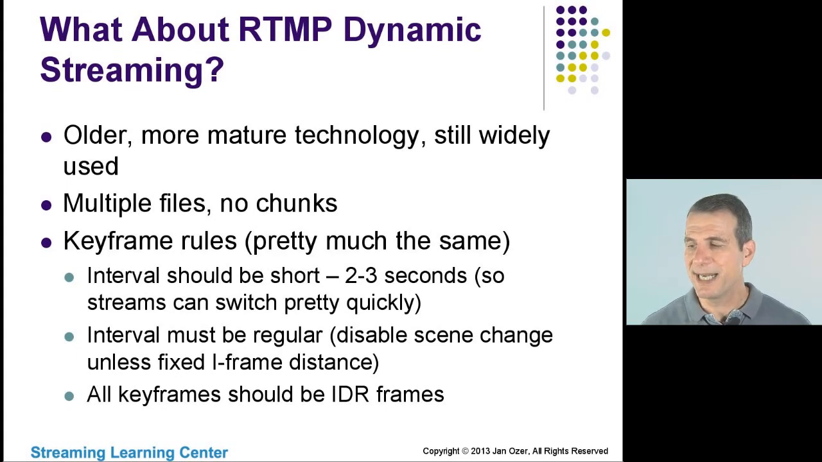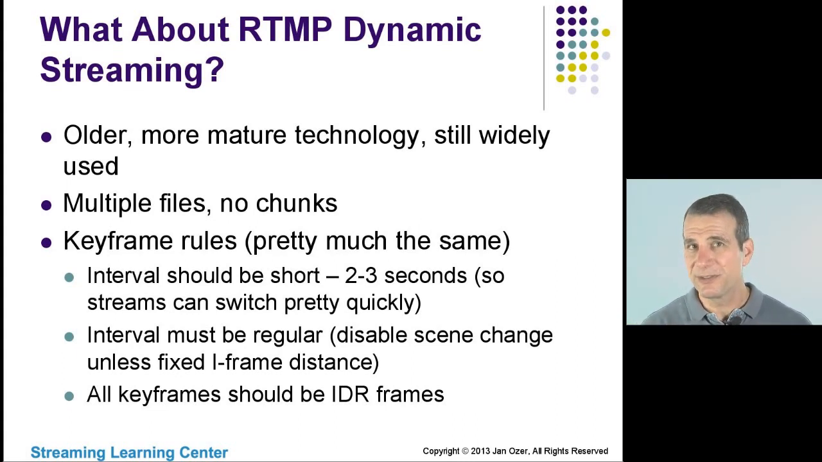What about RTMP dynamic streaming? We talked about HLS, we talked about HDS. Those are all chunk-based adaptive streaming technologies. RTMP-based dynamic streaming is older, it's more mature, but it's still very widely used. It uses multiple files, but no file chunking. The server is in charge of distributing the files to the player as needed. So the player will signal to the server, we need a stream switch, and the server will figure out what chunk to send to the player.